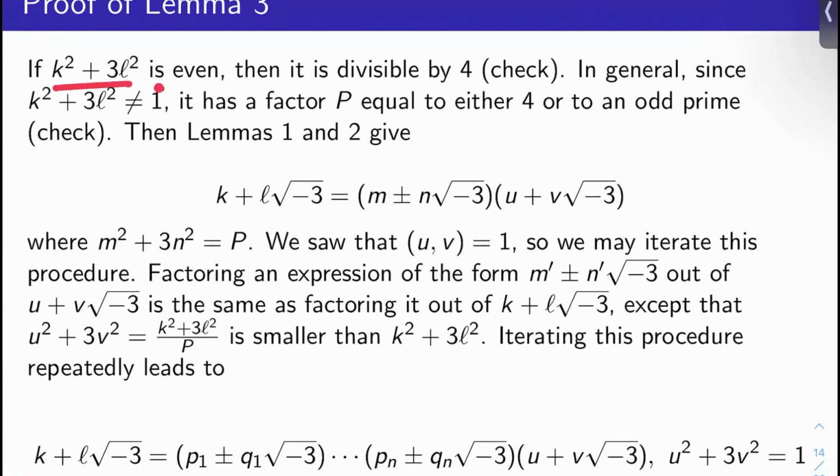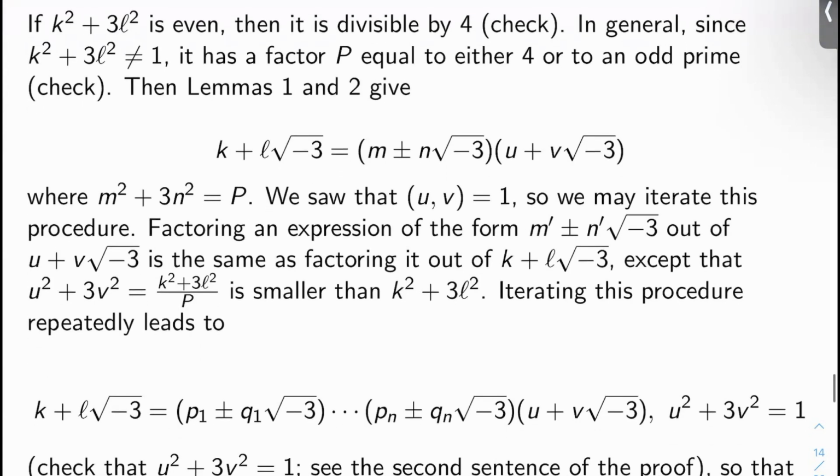If k squared plus 3l squared is even, it's divisible by 4. So check that as a hint. Just look at the equation mod 4. In general, since k squared plus 3l squared definitely isn't 1, and it's also definitely not 2, it has a factor p, let's say, that's either 4 or an odd prime. So this is just a generic fact about integers. We've already used this, in fact, in my first video. Okay, if you use lemmas 1 and 2 in tandem, depending on the situation, you get, as a result, the following. You get that k plus l root negative 3 is m plus or minus n root negative 3 times u plus v root negative 3, where m squared plus 3n squared is the factor p that you're looking at.